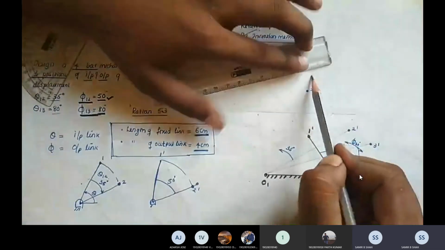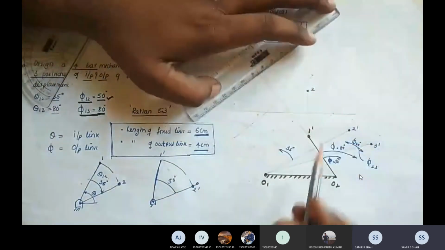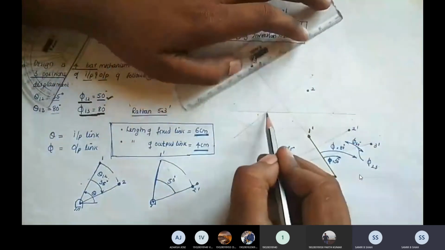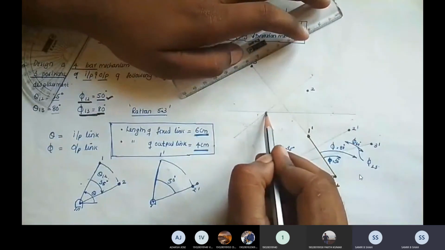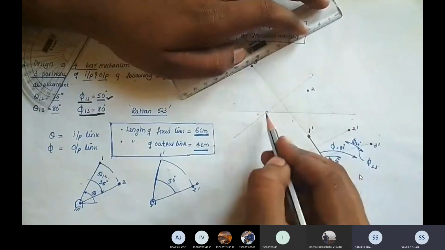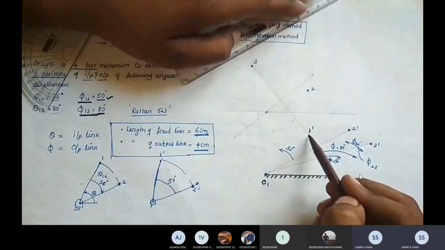These are the two points. This is the perpendicular bisector. Now we will get the point at which the two perpendicular bisectors meet. This is our initial point. Please listen.